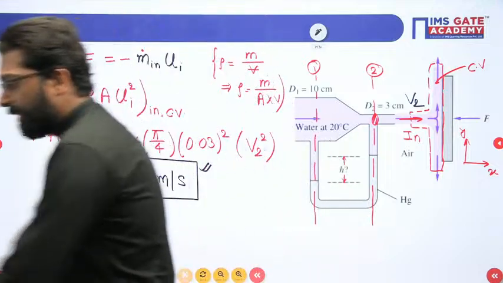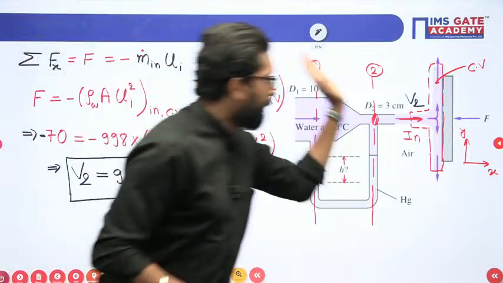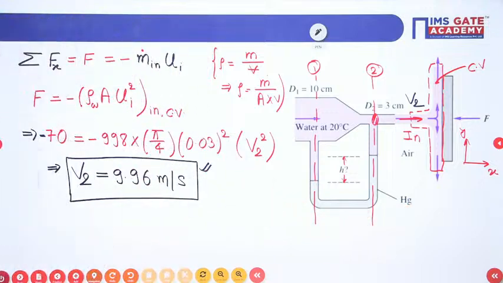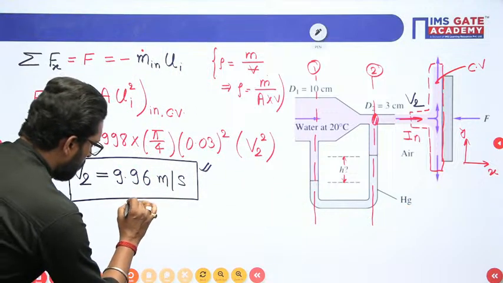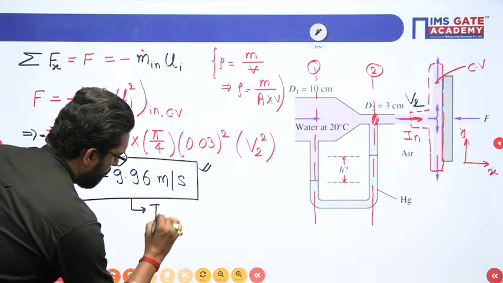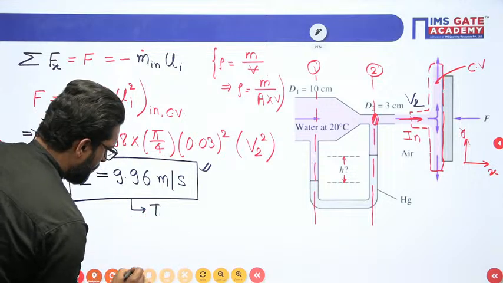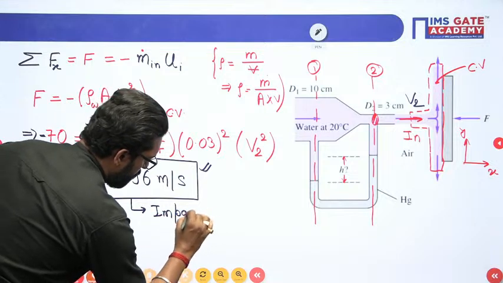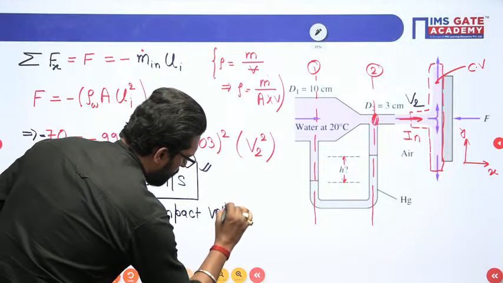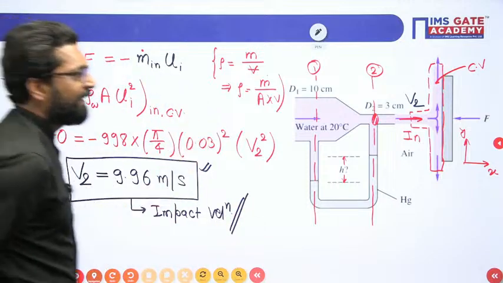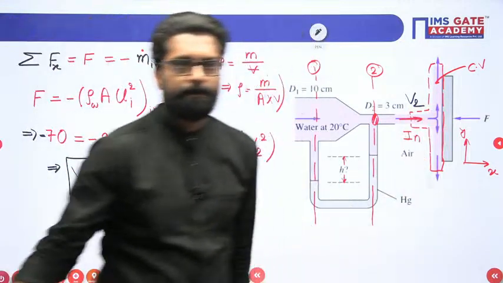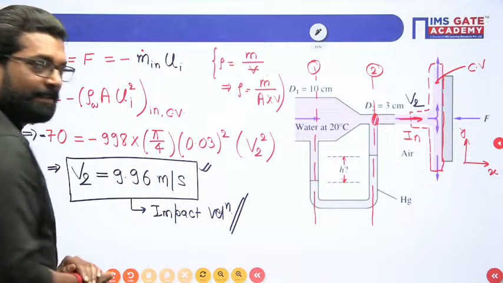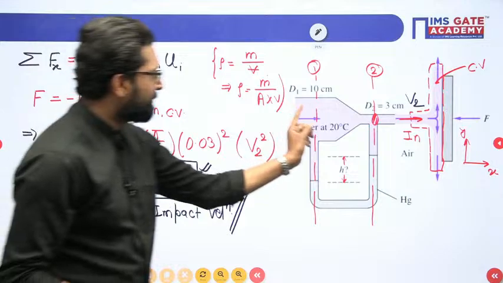Okay, so this is this velocity. At this velocity, the fluid will impact on the plate. So this is the impact velocity. At this velocity, the jet will strike on the plate. Clear? Now, the second task is how to find this inlet velocity.